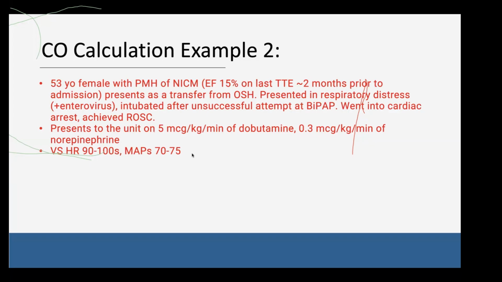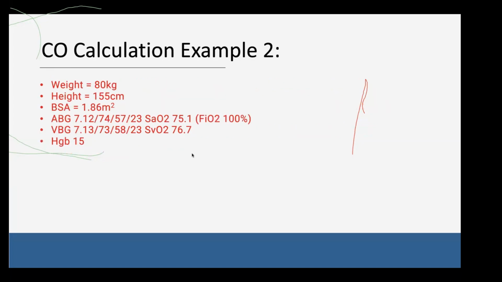She presents to the unit on 5 mics per kilo per minute of dobutamine and 0.3 mics per kilo per minute of norepinephrine. And on this degree of vasopressor and inotrope, her heart rate is in the 90s to 100s. Her MAPs are 70 to 75. And on initial presentation, actually, she's satting about 75%. Her weight is 80 kilos, her height is 155, and her BSA is 1.86, calculated out.